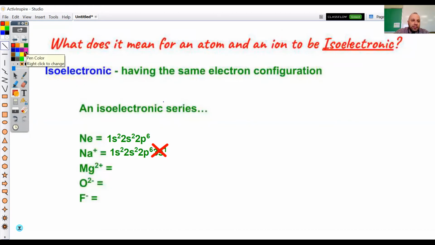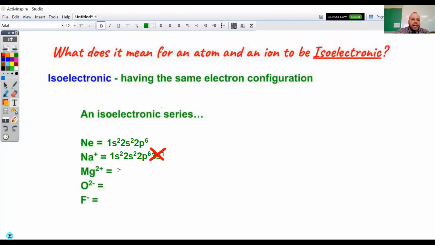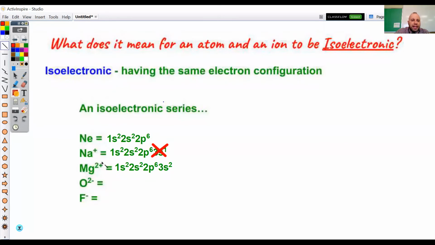Let's try that with magnesium. So we're going to begin by writing out the electron configuration for magnesium, the full atom. So here we have 1s2, 2s2, 2p6, and finally 3s2. However, we don't have regular magnesium, we have magnesium ion, so those outermost electrons are going to be lost. So this goes away, and now we have a magnesium ion that looks identical to neon.